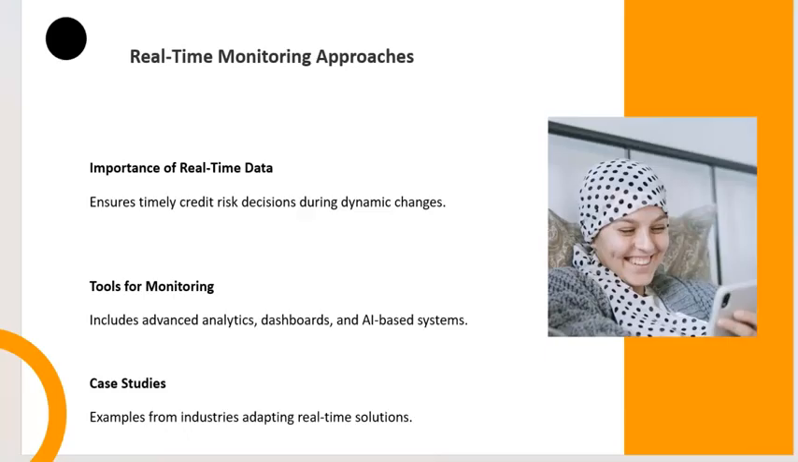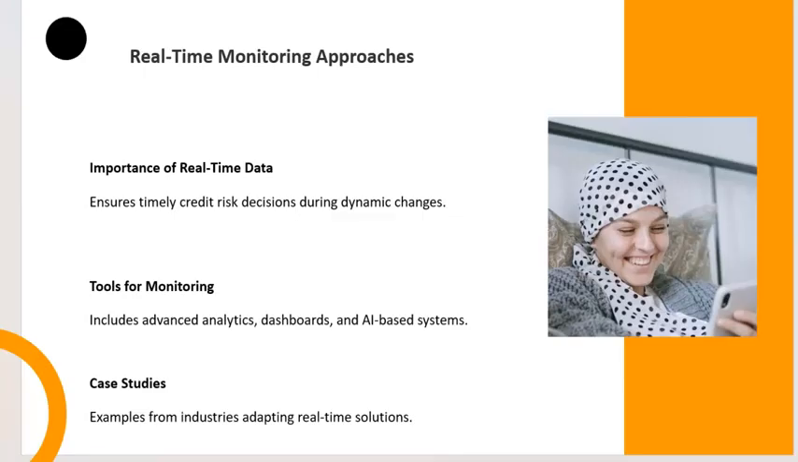We touched on real-time monitoring as a best practice. Now let's explore how it actually works in practice. The importance of real-time data cannot be overstated in today's fast-moving environment. Markets shift in hours, companies announce bankruptcy with little warning, a borrower's employer can fold overnight. Monthly or quarterly reviews of credit exposures are dangerously slow. Real-time monitoring ensures decisions are based on the most current information available.